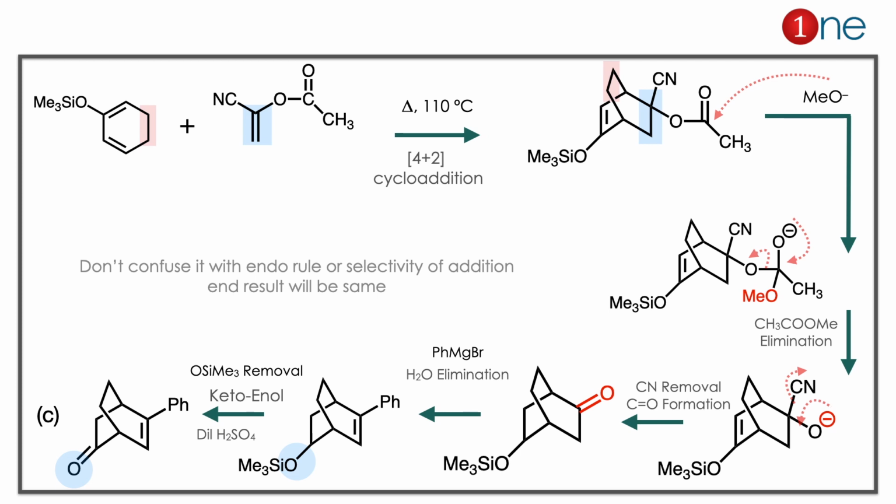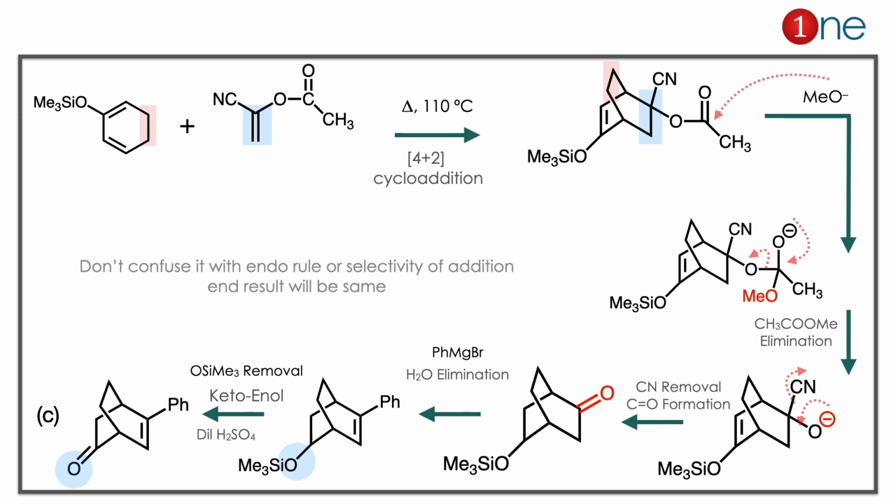How do you remove the anion? The anion comes back as a carbonyl group. You are removing CN, and you have the ketone there. So the ketone is formed. In the next step you are using phenyl magnesium bromide. What really happens is a phenyl carbon bond is formed. You are removing the water there, so you have an alkene with a phenyl attachment.